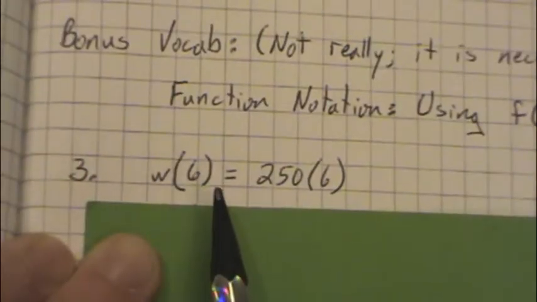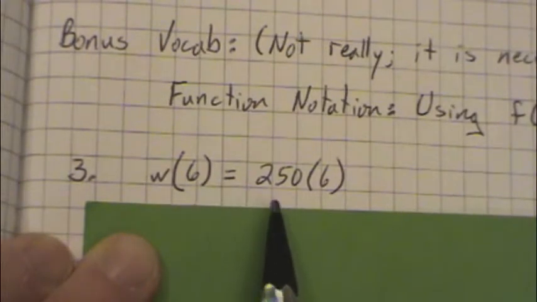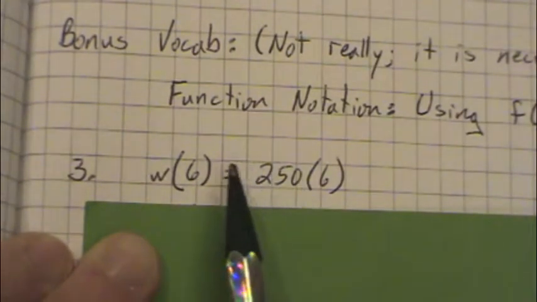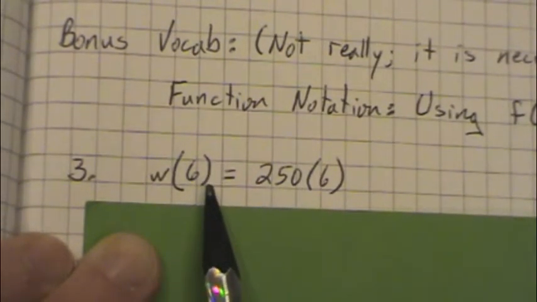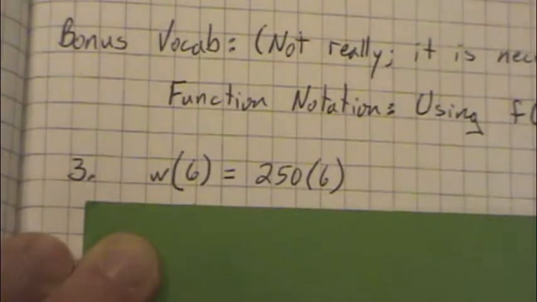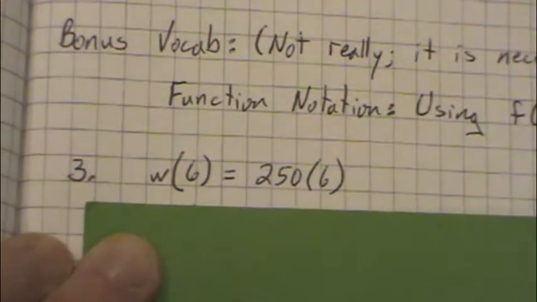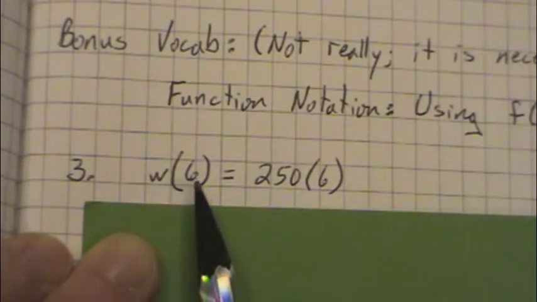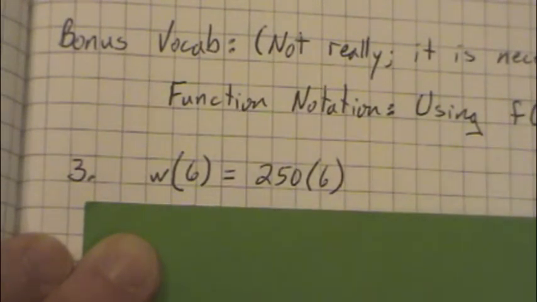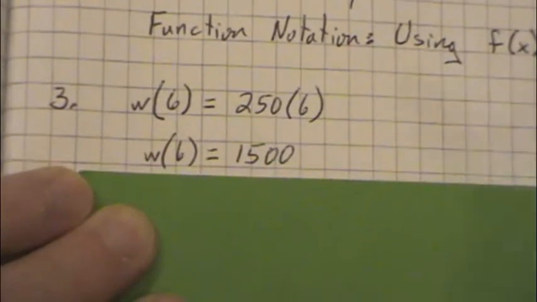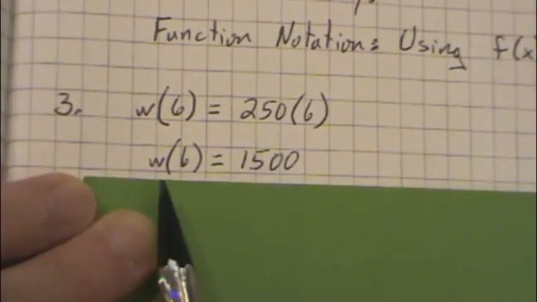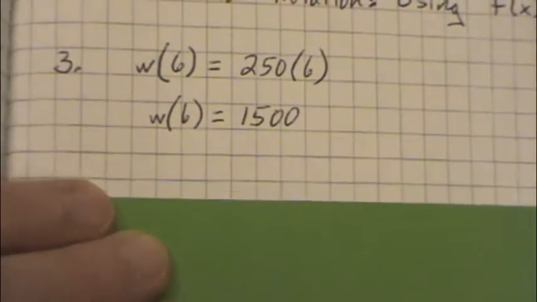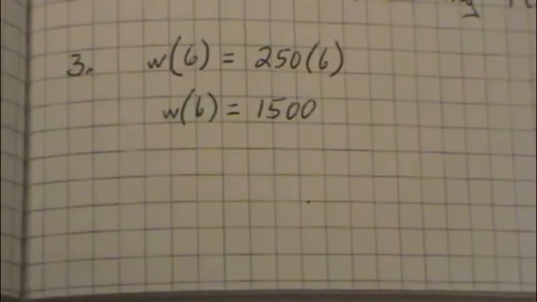So for problem 3, they just want you to use that same function you were just working with, but find out what you can read in 6 minutes. I think they just want you to have some practice working with this unusual arrangement. So you need to write down w of 6 equals 250 times 6. Do the math. There's only math to do on this side. There's nothing to do on that side. And that's it. There's your answer.